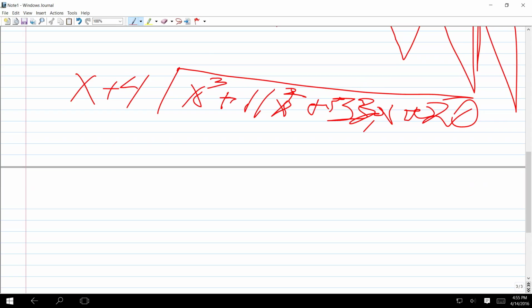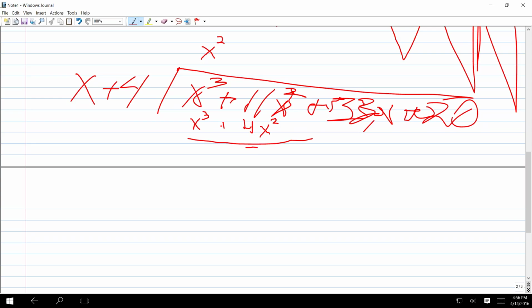X squared. I did not get that one right. All right, let's go through it. X squared. It's hard to write with a mouse. X cubed plus 4x squared. Subtract those. What do you get?